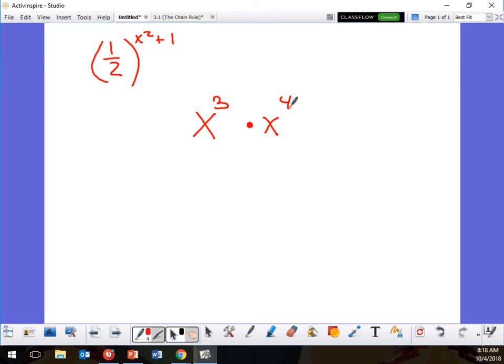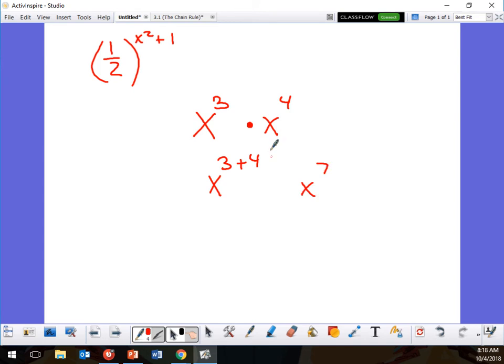I hate to try to get you guys to pay attention, but this is important. What do you get here? x to the 7, right? How'd you get x to the 7? It's x to the 3 plus 4, right? Which is going to give me x to the 7, isn't it?